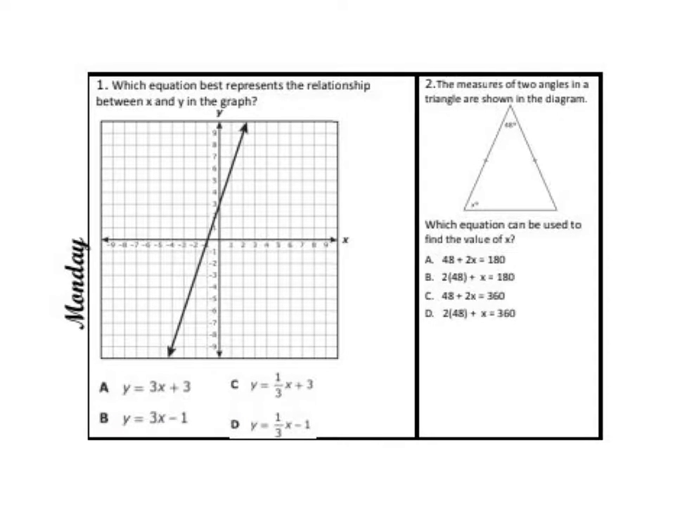So number one says, which equation best represents the relationship between x and y in the graph? So remember, when you're looking at the graph, you do need to find 2 points. So we create a table out of those 2 points. So we have x and y. So here's 1 point, and in this case, it's going to be 0, 3.